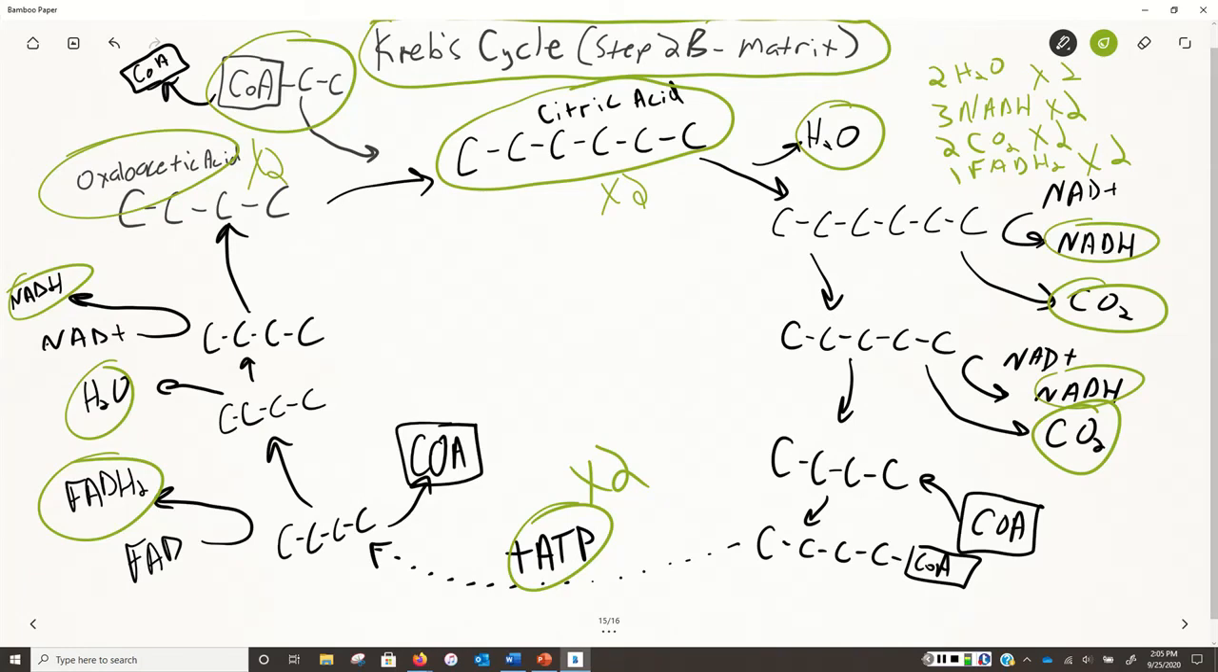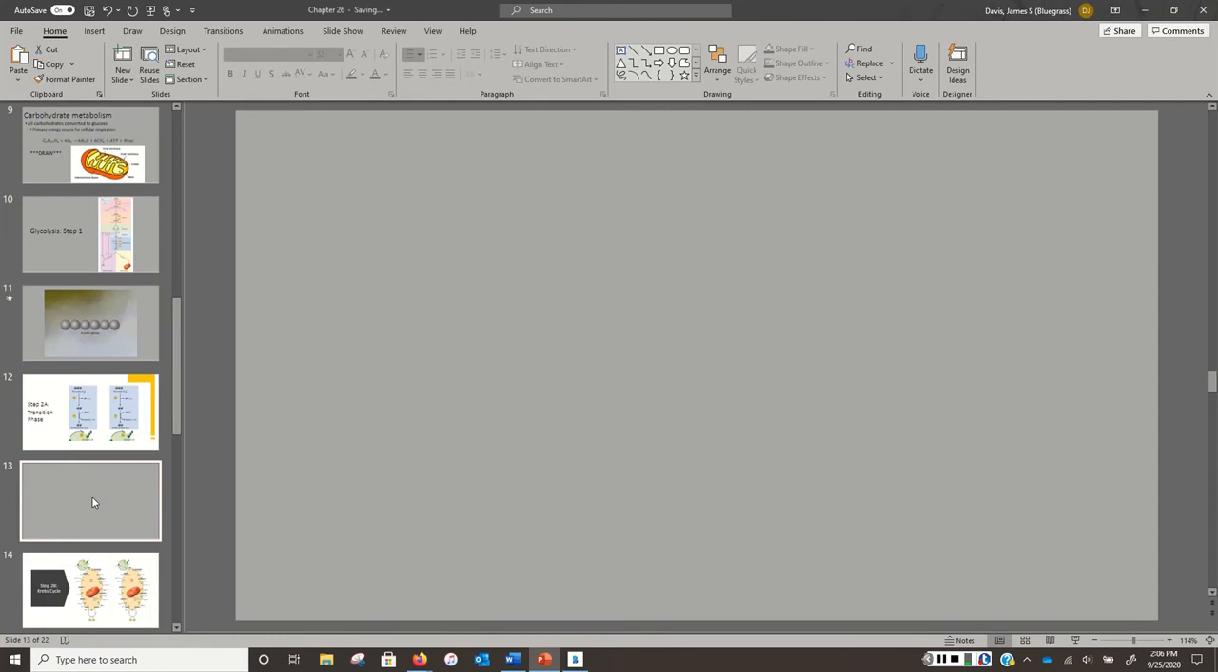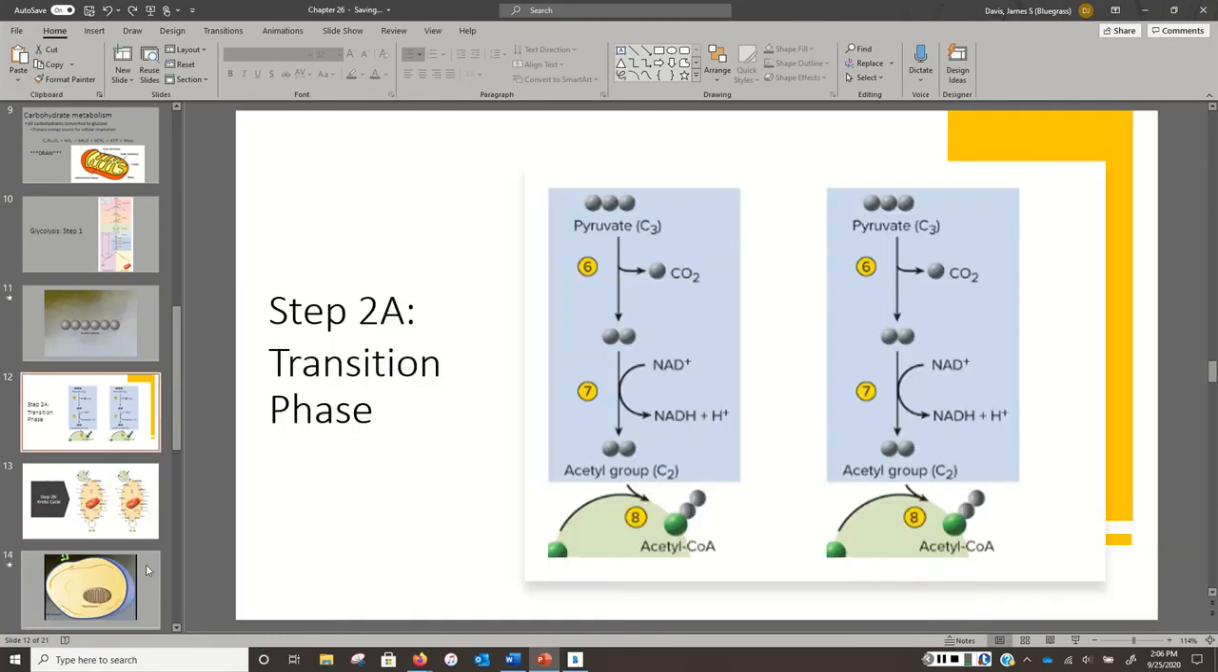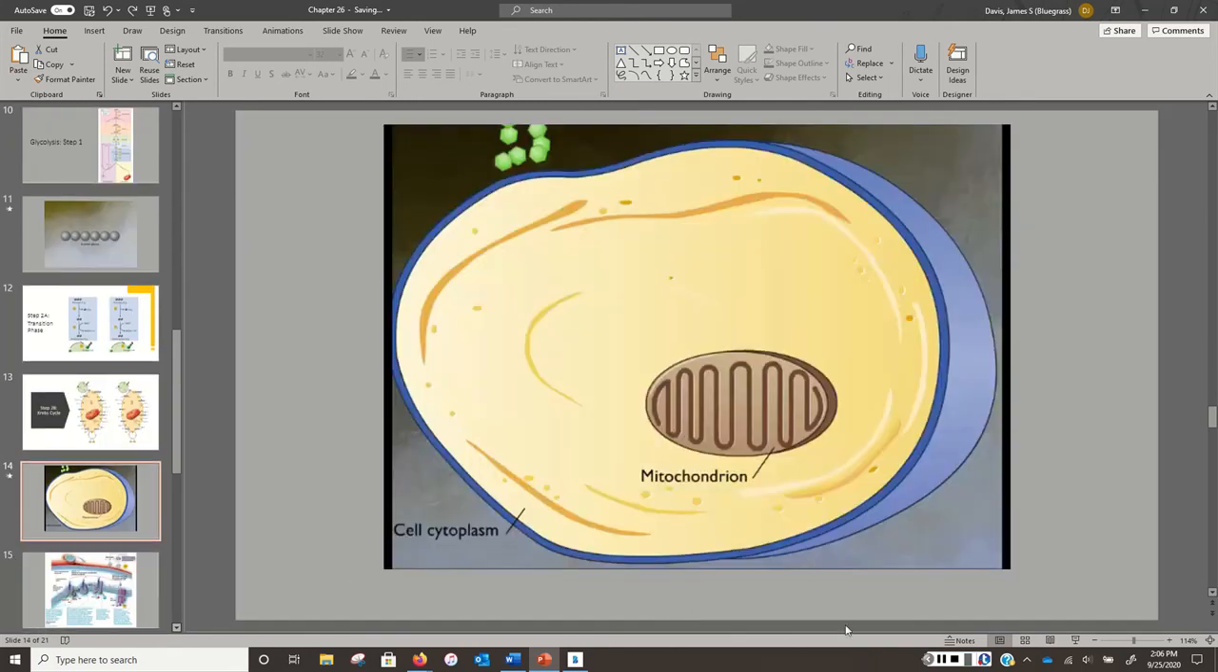Okay, so make sure to know everything that is in green here. I guess I'll go ahead and write times 2 next to our acetyl-CoA that we started with. Everything that you see on here happens twice for our original starting glucose. So let's go ahead and watch another video that will show both our transition phase and our citric acid cycle. So here I've shown you that it's happening twice. But let's watch our video here.